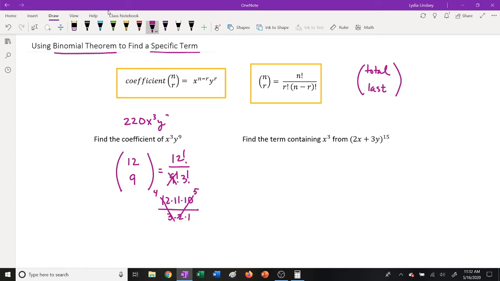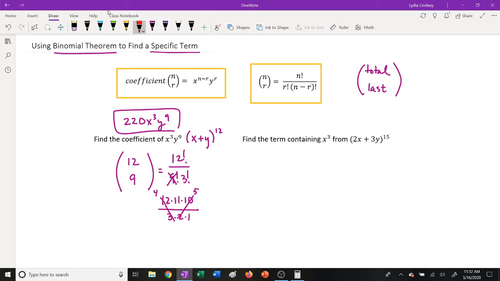So my coefficient for x cubed y to the ninth is such, as long as my expansion is only x plus y to the 12th. So we're going to see one where it's not that case. You see here we have 2x plus 3y. So we're going to have to do a little bit more when we're finding this term.